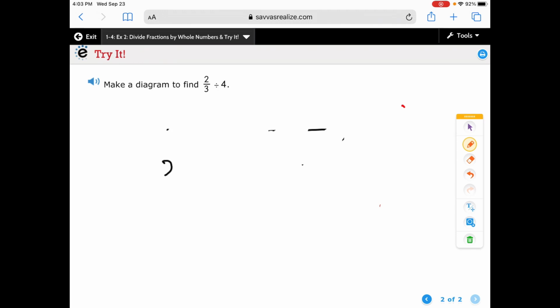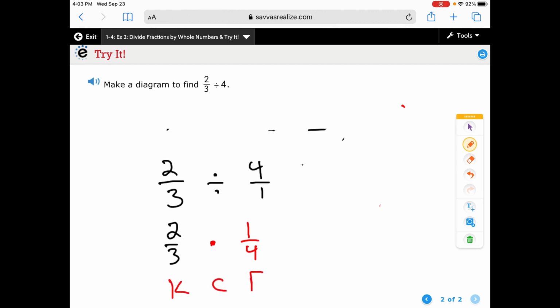So remember, we have 2/3, that's division. This should become 4 over 1 because we can't multiply or divide by whole numbers. We keep this, all right? And then we change this to multiplication and we flip this. So keep, change, flip. We can cross cancel. We get 1, 2. 2 goes into itself once. It goes into the 4 twice. Multiply across. 1 times 1 is 1. 3 times 2 is 6. So this would be our amount that we would get, 1/6 of the entire.